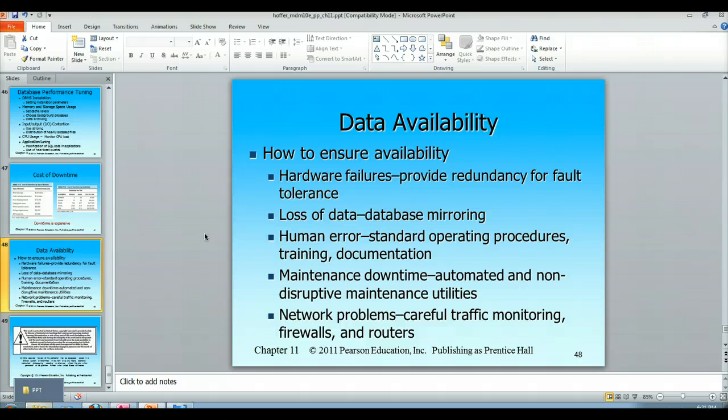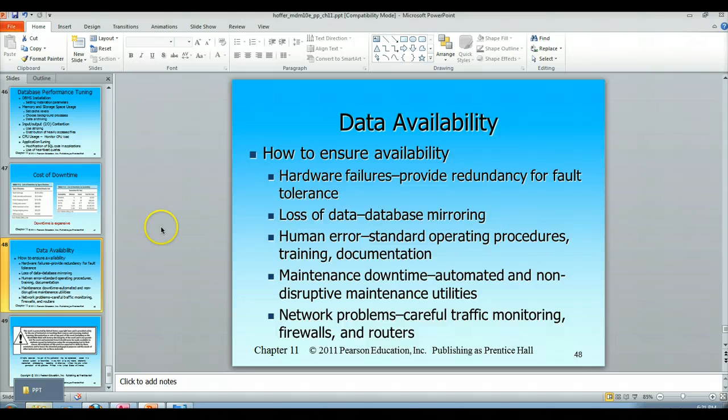How to reduce the loss of data, how to prevent human error, how to reduce or control the amount of maintenance downtime, how to handle and deal with network problems. Careful traffic monitoring. We need to know what data is going in and what data is going out. We have to deal with firewalls, we have to deal with routers.